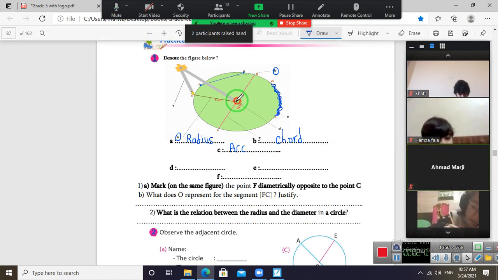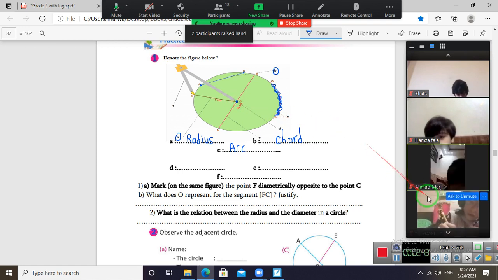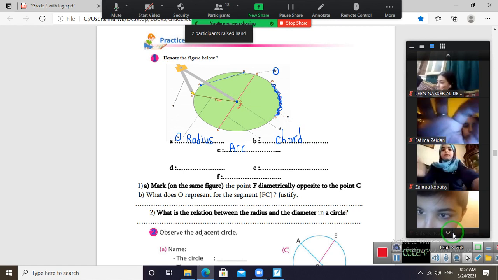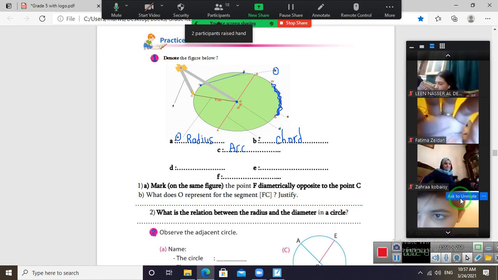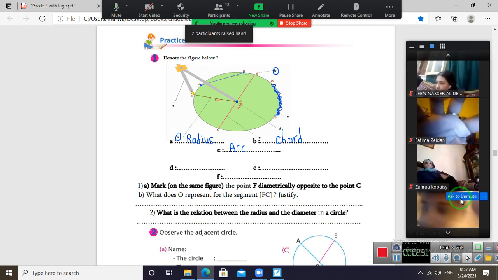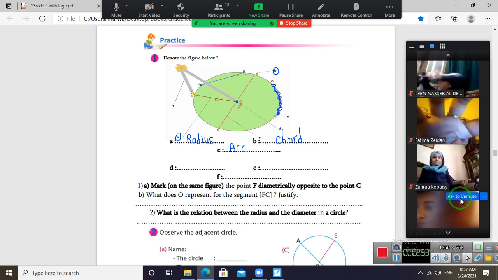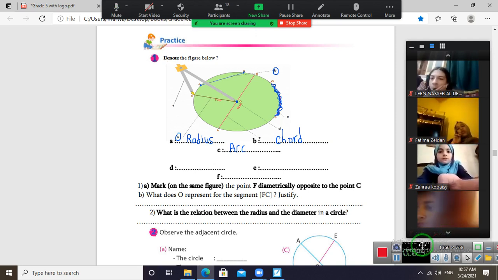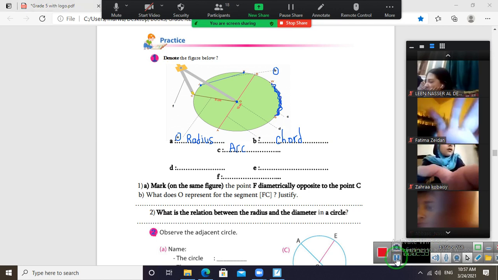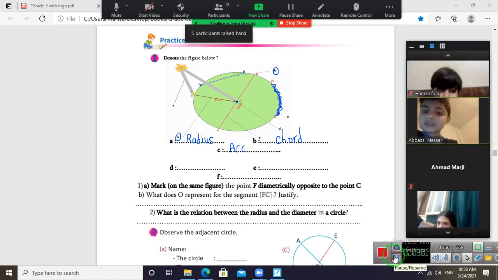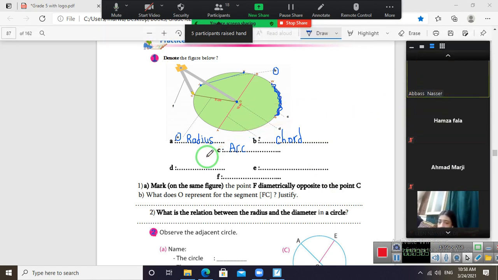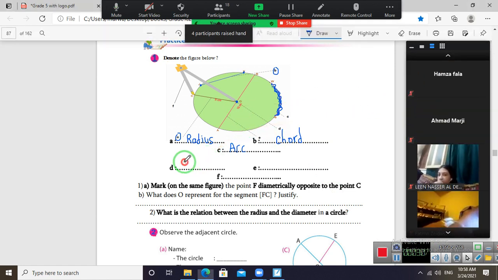I will move now to D. D means the point O. Who wants to tell me what the point O is with respect to the circle? Yes, Abbas Nasser. What do we call O? What is O, ya Abbas? Center. Very good. It's the center.